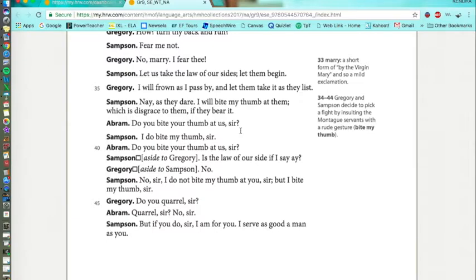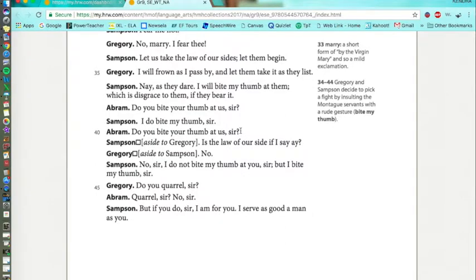So Samson says this to Gregory, "Is it the law of our side if I say I?" Gregory says no. So what they're talking about is, if I say I'm biting my thumb at them, does that mean I'm starting the fight so they can legally hit back? They're trying to get each other to swing first, because the people who start the fight are the ones that get in trouble. So they're each trying to provoke the other to draw their weapon and fight first.